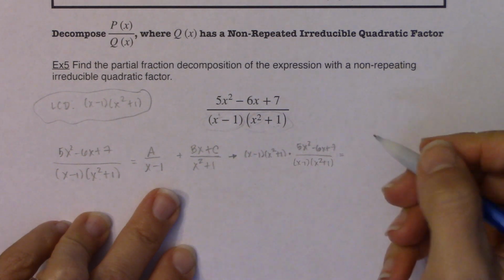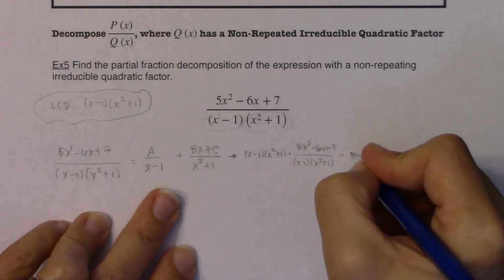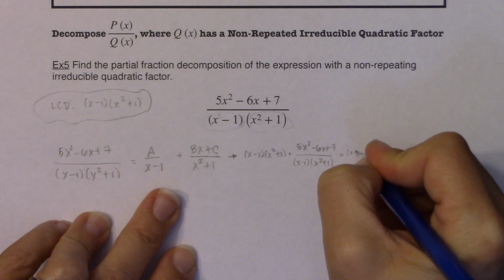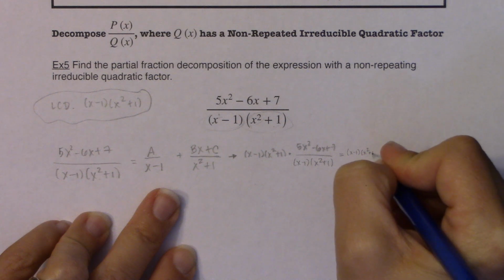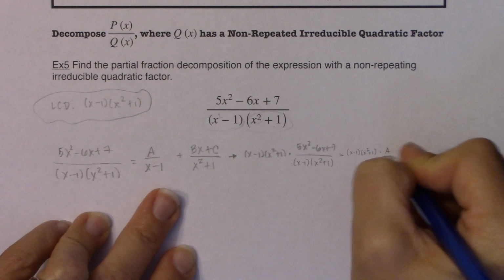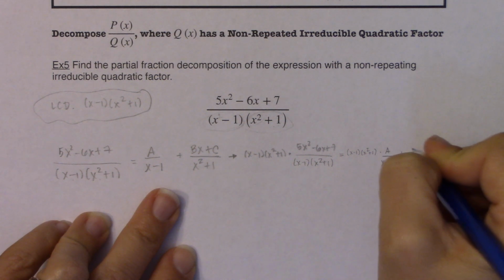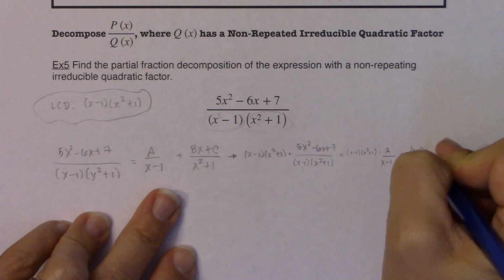Right? And then I'm also going to multiply it to the right side, and I'm really going to try and squish this in because I think I'm going to run out of space. All right, we got a over x minus 1. And then I have x minus 1, x squared plus 1.